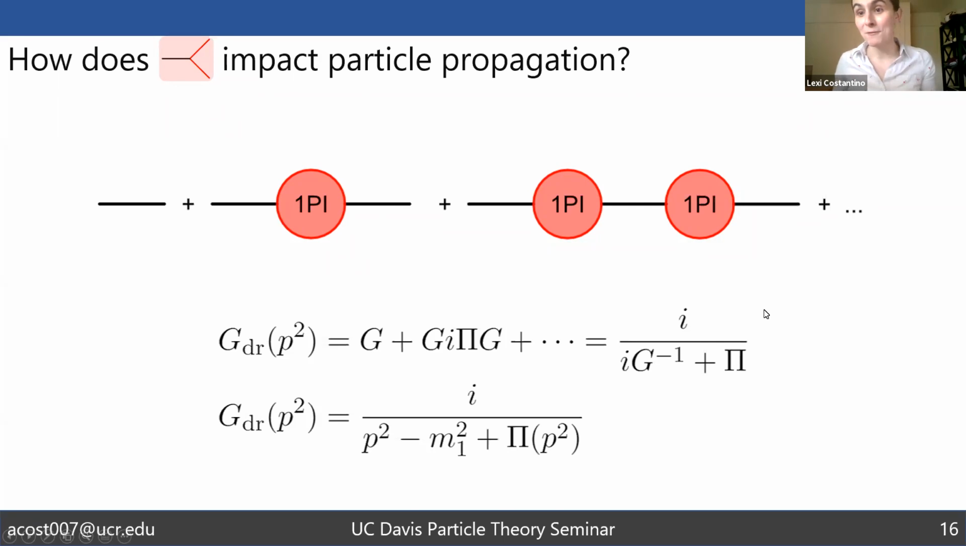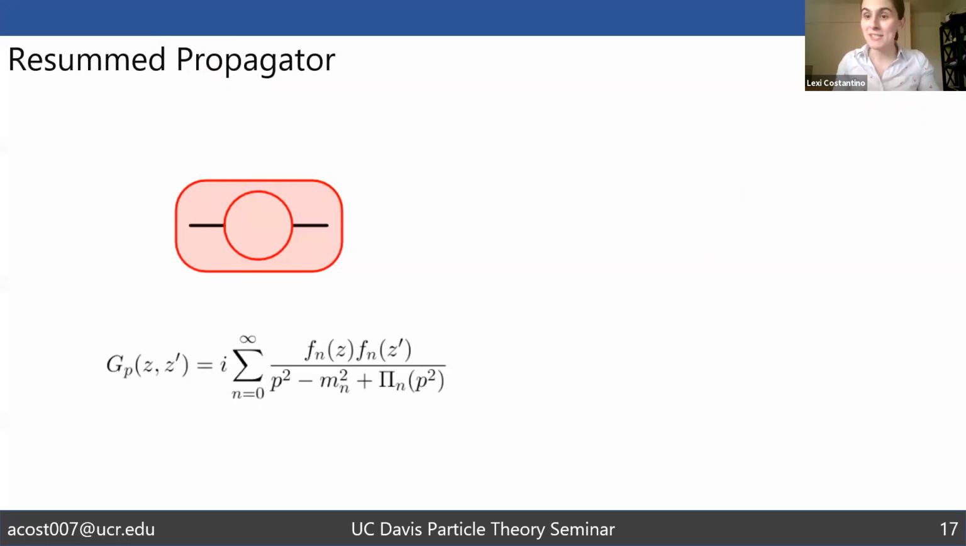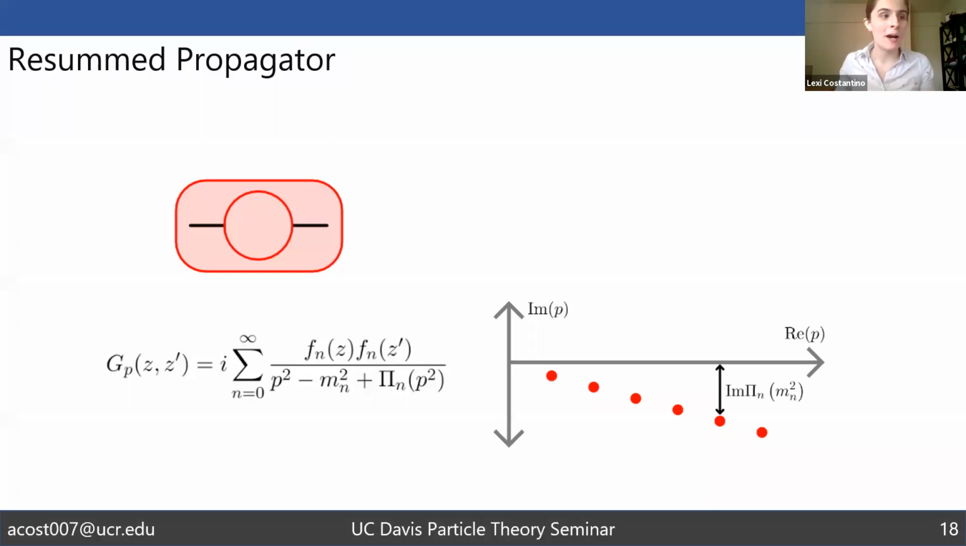So naively, just for this introduction, you could think, well, in this spectral representation with the KK modes, maybe the propagator should look like this. Okay, so the real part of pi shifts the poles left to right. This is your mass and wave function renormalization. But then the imaginary part of pi shifts the poles down, below the axis.